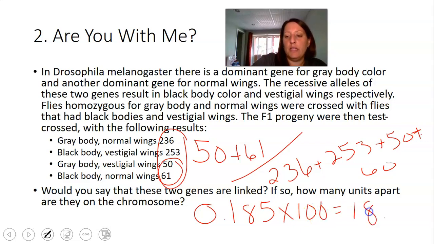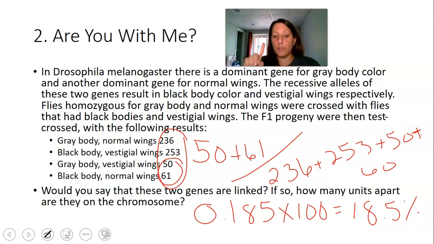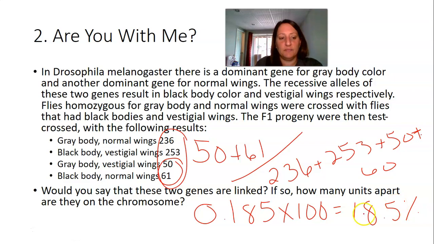So 18.5%. And remember that 1% recombination equals 1 map unit. So these two genes, the body color and the wing shape gene, are 18.5 map units apart. Okay, on to the next one.